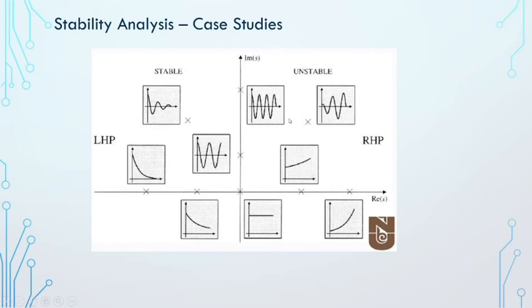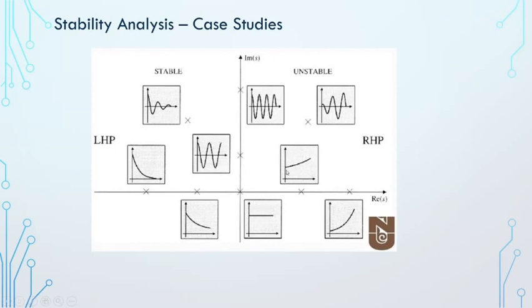A marginally stable system, as you can see, is an undamped response. So you have something like that here on the imaginary axis. Same thing goes for here. But then at the origin, when you have s equal to 0, that means you have a step response, something like this.